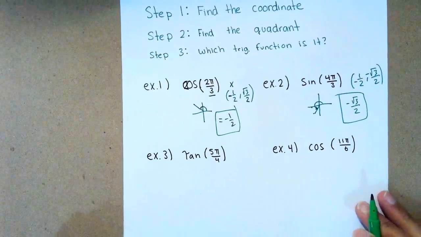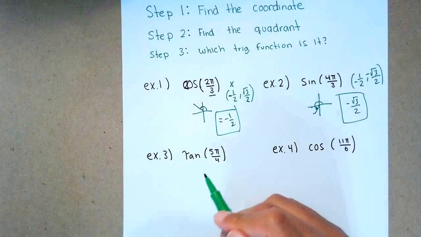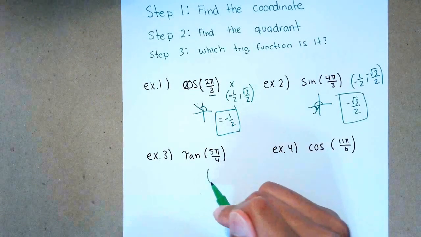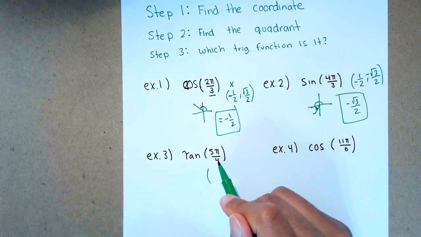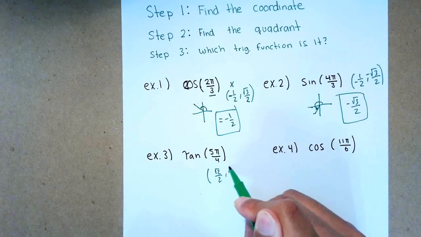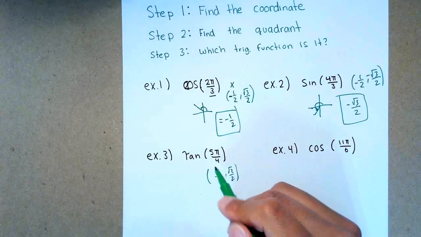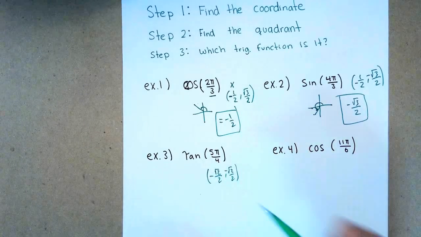Example 3. So as you're doing this, pause the video so that you can try it on your own and then see if you're right at the end. First step. What's the coordinate? Since it's a 4, that's the one that multiplies to 4, so that's square root 2 over 2, comma square root 2 over 2. Step 2, find the quadrant. Since it's 1 more, that means they're both going to be in the third quadrant, which is they're both negative.